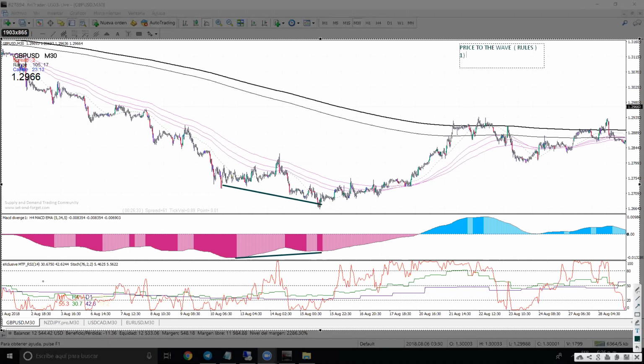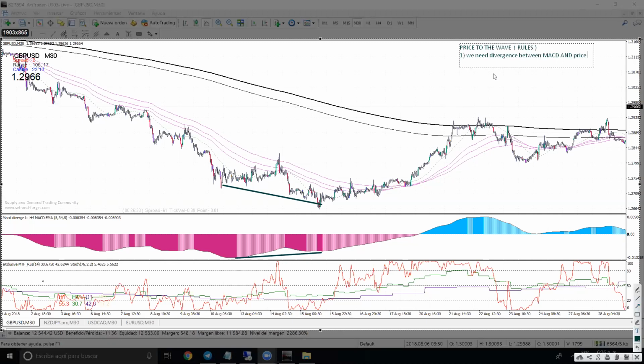Okay, first, we need divergency between MACD and price. If we don't have divergency, forget this trade. Strictly, we need divergency. It's basic for this kind of trade.